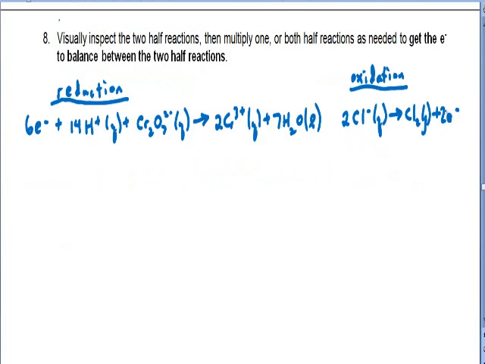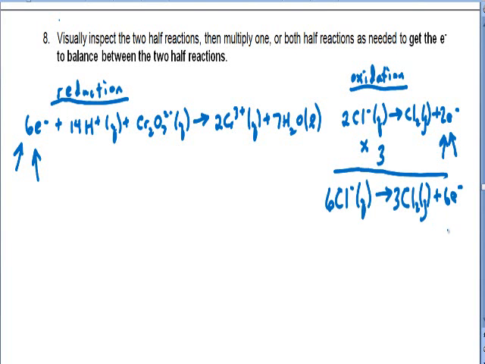Our next step is to now balance the charge between the 2 separate half reactions. What this means is we have to make sure we have the same number of electrons being gained in reduction as we have being lost in oxidation. We can see reduction has 6 electrons coming in, but the oxidation has only 2 electrons being lost. What we need to do then is take the oxidation half reaction and multiply the whole reaction by 3 so that we have 6 electrons being lost just as we have 6 electrons being gained, to balance and make sure the charge being gained and lost is the same in the 2 half reactions.